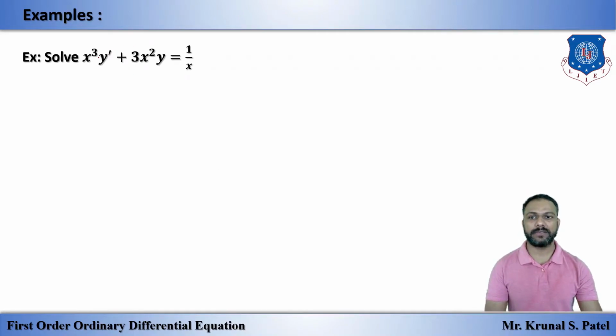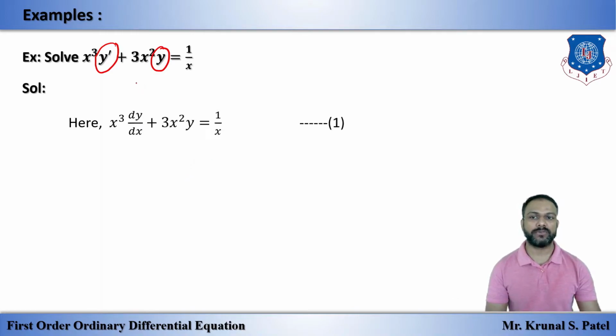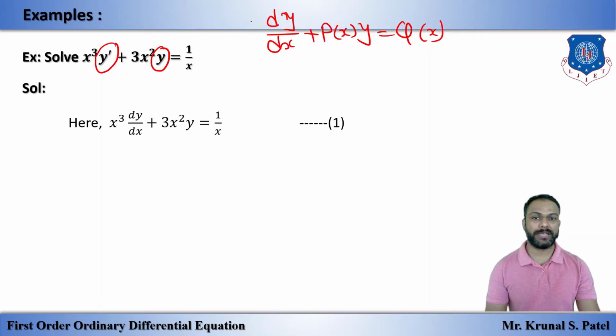Here the question is given: solve x square y dash plus 3x square y is equal to 1 by x. You can see that we have y dash, that means dy by dx, and y is simply y raised to 1. So this is our first type. We can write y dash as dy by dx. As we know, we must have the form dy by dx plus p of x y is equal to q of x, so no term should be multiplied with dy by dx here.